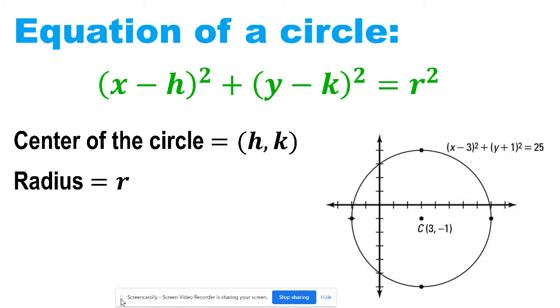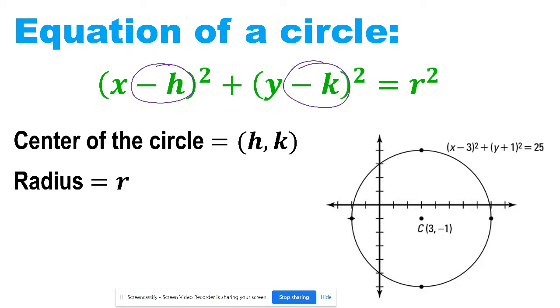So here's your standard equation for a circle: (x − h)² + (y − k)² = r². What these letters stand for is the center of the circle and the radius. So the center of the circle is the point (h, k). Notice that in the equation, h and k are being subtracted. So when you're actually writing the center of the circle, what you will need to do is change the signs on those two numbers. Your radius is the r.